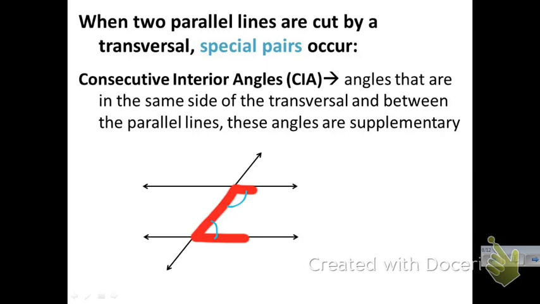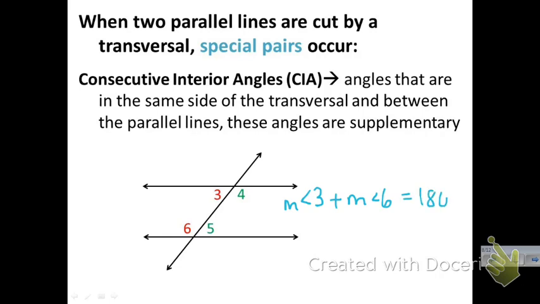Now, these are different from the other pairs because all the other pairs have been congruent, but these are supplementary. Supplementary means they add to 180 degrees. So I have 4 and 5, and the way that we talk about this is you can either say angle 4 and 5 are supplementary, or we can say the measure of angle 4 plus the measure of angle 5 will equal 180 degrees. There's another pair, and it's 3 and 6, so we can also say that the measure of angle 3 plus the measure of angle 6 will equal 180 degrees.